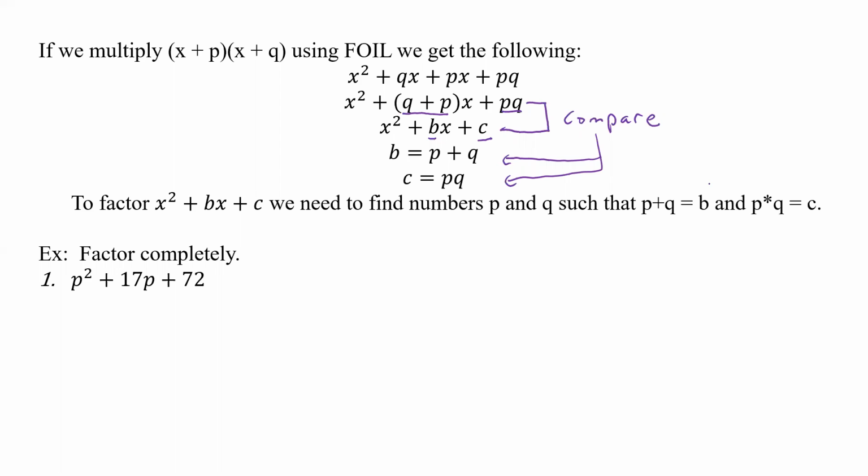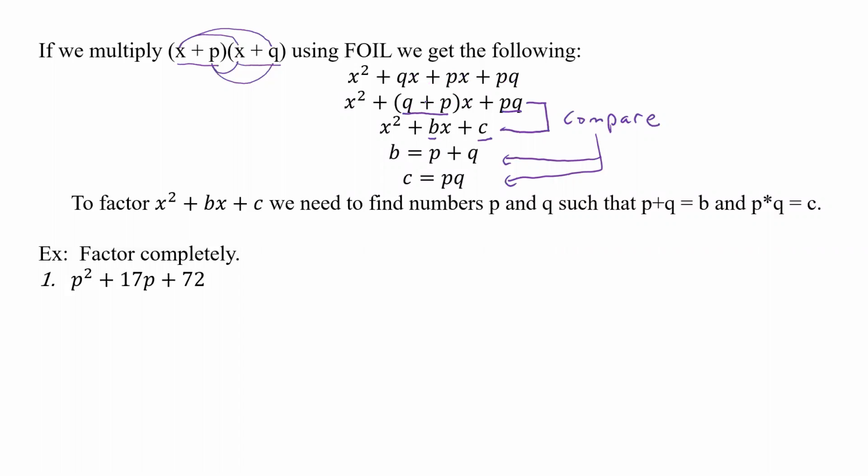Now, if we go back and unfactor, and we have two binomial factors here, and we FOIL them back out. So basically, we're going to take the x times x, then the x times the q, then the p times x, then the p times q. We get this expression here, x squared plus qx plus px plus pq. Now, we notice that these two have a common term of x, and so we could factor that x out, and we get the q plus p in here.